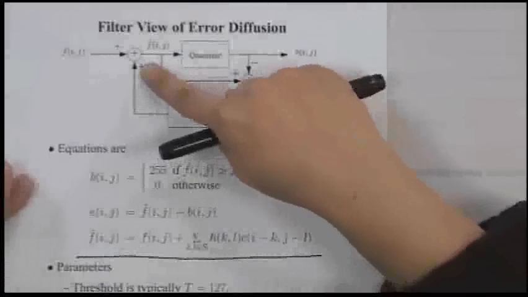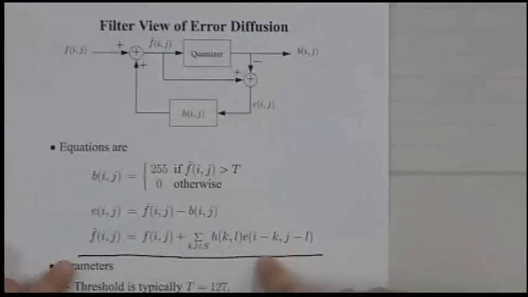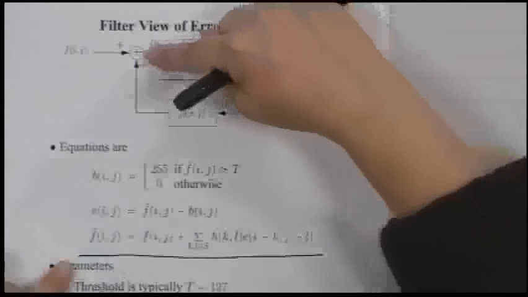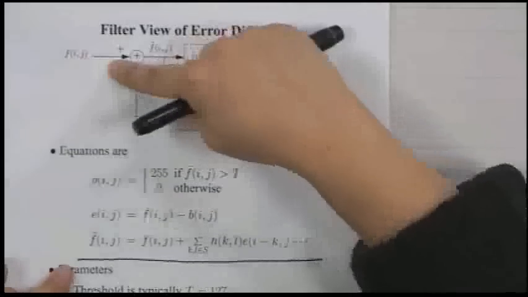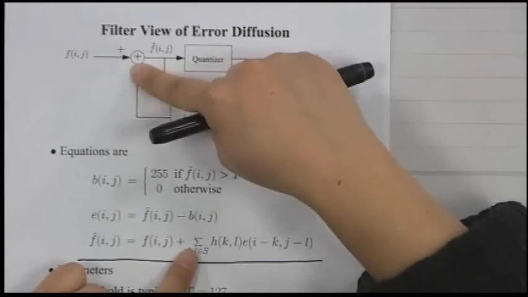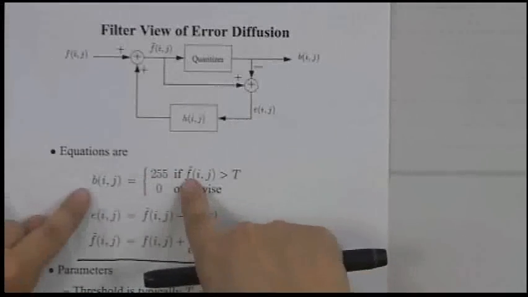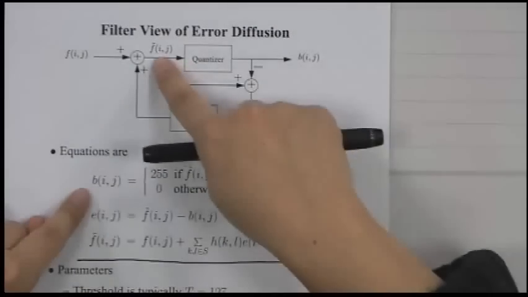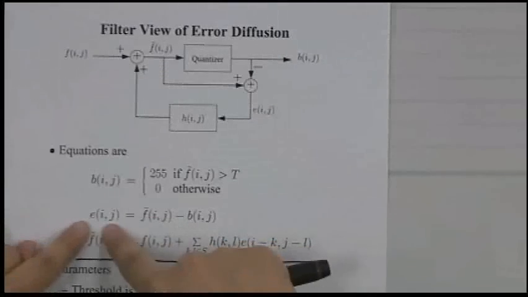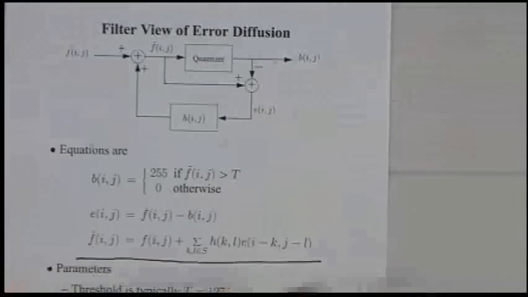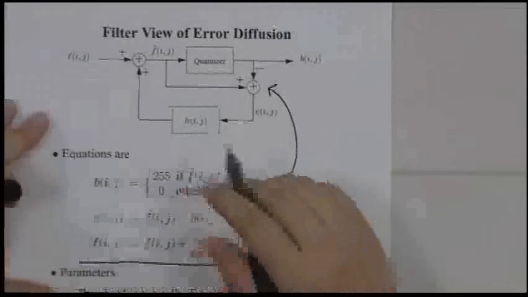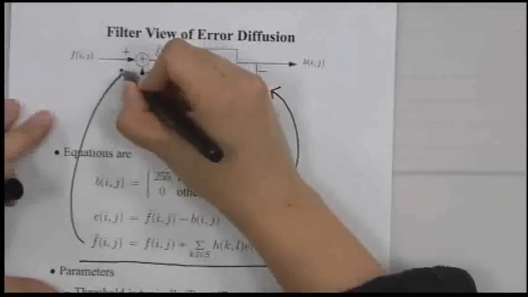So this equation corresponds to this summation. F tilde is the original image plus corrected errors. And then we binarize, we quantize this F tilde here. And then we calculate the new error here. This equation corresponds to here.